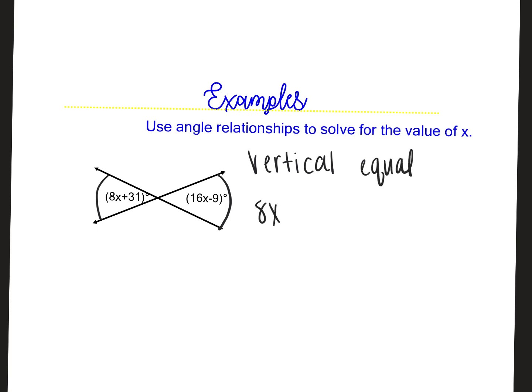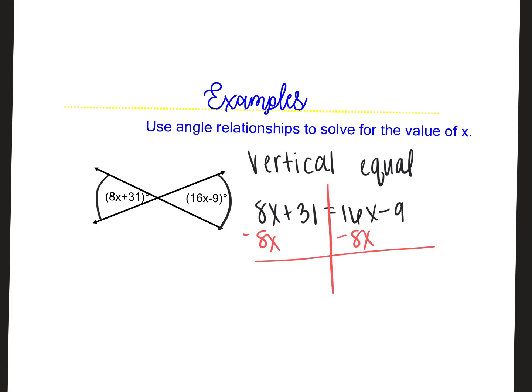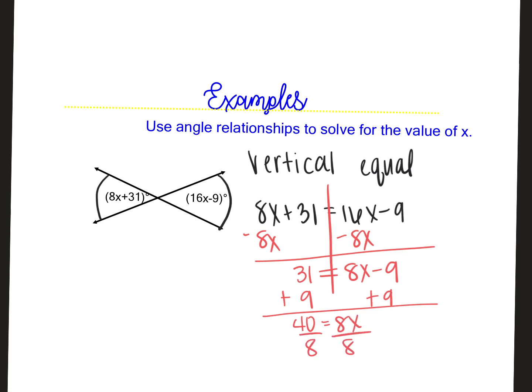So 8x plus 31 equals 16x minus 9. And then we can start solving. So subtract 8x on both sides. Add 9. And then divide by 8. So x equals 5.